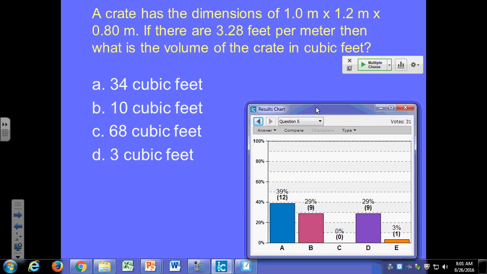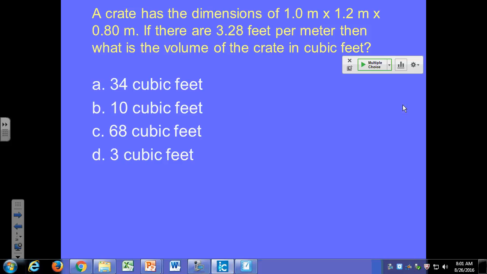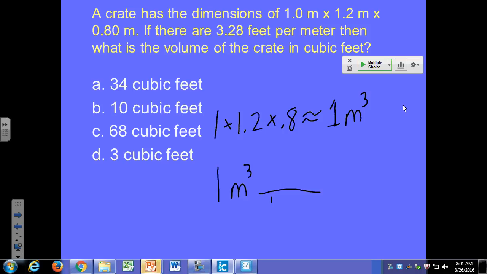Okay, again, sort of all over the board here, but the answer is A. You can do this with all the correct values, but if I just say 1 times 1.2 times 0.8, that is approximately equal to 1. Does anybody know the exact value? 0.96. So that's about 1 cubic meter. And if I want to convert 1 cubic meter into cubic feet, I know that in 1 meter, there are approximately 3 feet. There are actually 3.28 feet, but I'm just going to try this now.